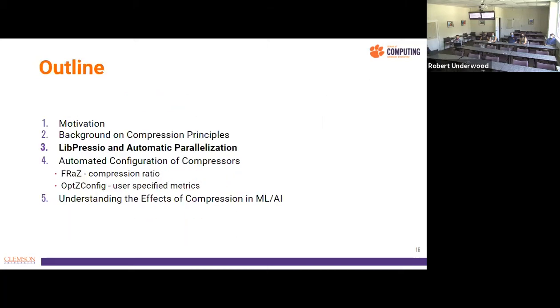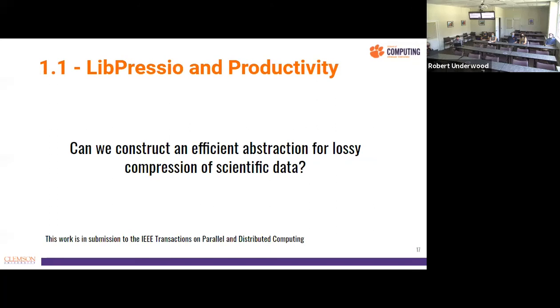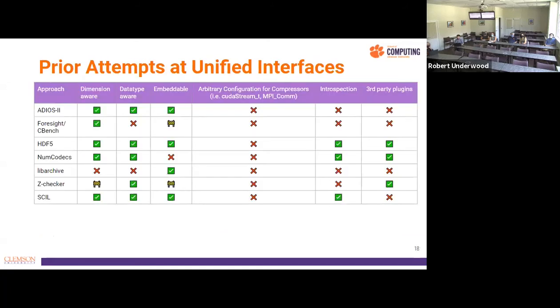So now that we've gone through a basis of the compression principles, the next thing to consider is LibPressio, my solution to the proliferation of interfaces, and how we can provide meaningful performance in a generic way to a variety of compressors. So the first question we'll consider is, can we construct an efficient abstraction for lossy compression of scientific data?